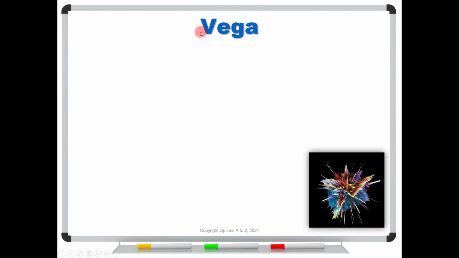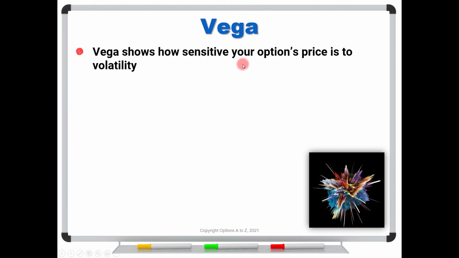Now, Vega, on the other hand, is another one of our Greeks, and it shows how sensitive your option's price is to volatility. Remember that Vega is not really a Greek letter, but they chose it to start with V to represent volatility.